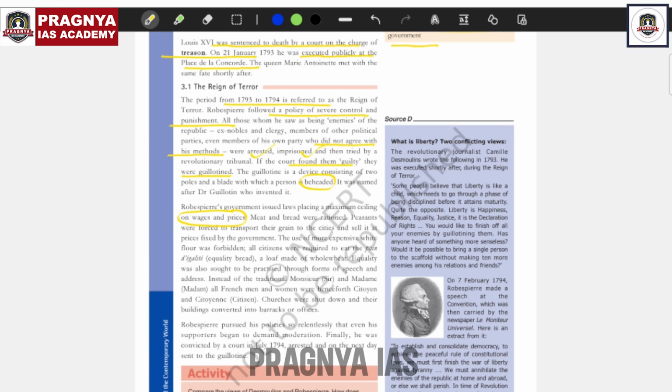Robespierre pursued his policies so relentlessly that even supporters began to demand moderation. Finally, he was convicted by a court in July 1794, arrested, and on the next day sent to the guillotine.